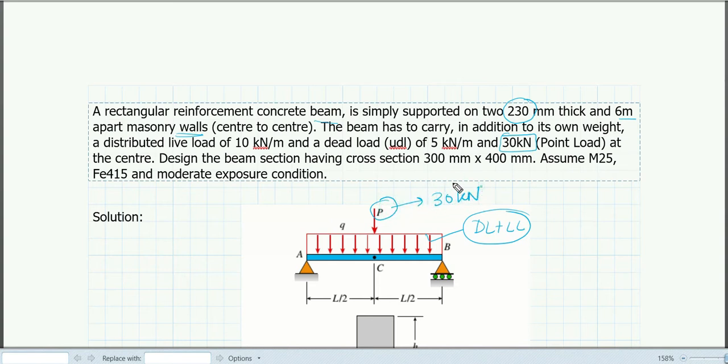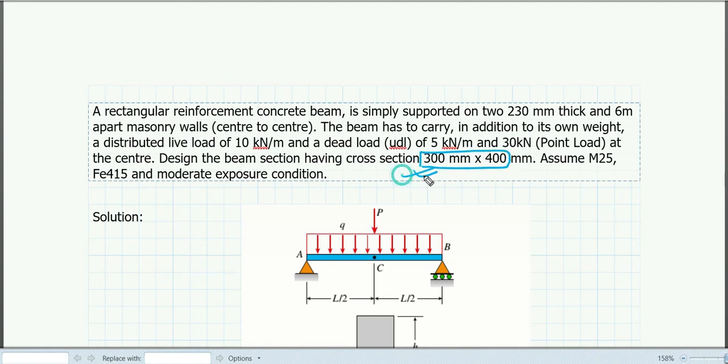whose value is given as 30 kilonewton. As well, in this problem, the beam section is already given to you, which is 300 mm by 400 mm. If you remember, in our previous class while designing the single reinforced beam, the beam dimensions we assumed considering the deflection criteria as per IS 456, but here you can see that the dimension is already given to you, that is 300 by 400.